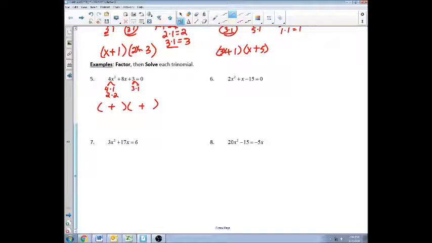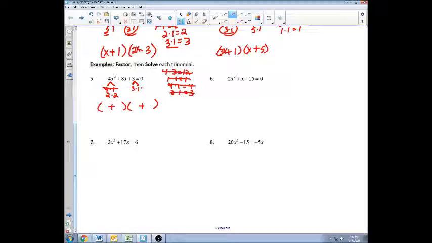So now I can try 4 times 3, which would be 12, and 1 times 1, which would be 1. Is there any combination of 12 and 1 that could ever get me to 8? There is not, so that will not work. Now I can try 4 times 1, which is 4, and 3 times 1, which is 3. Will any combination of 4 and 3 ever get me to 8? Again, no, it will not. So our 4 and 1 will not work.